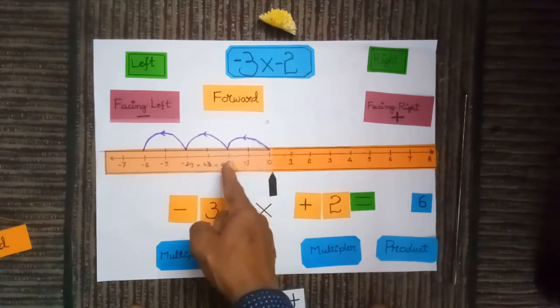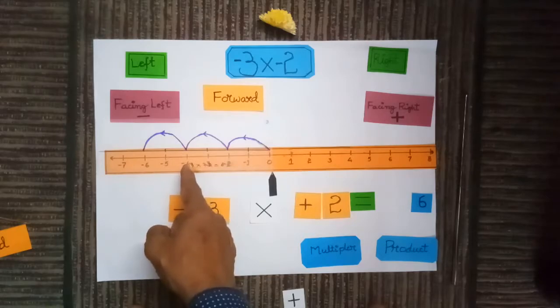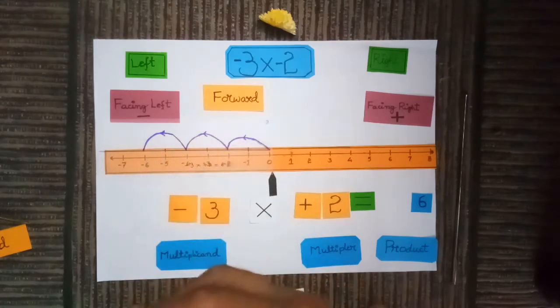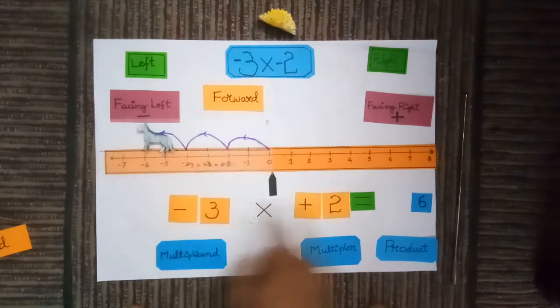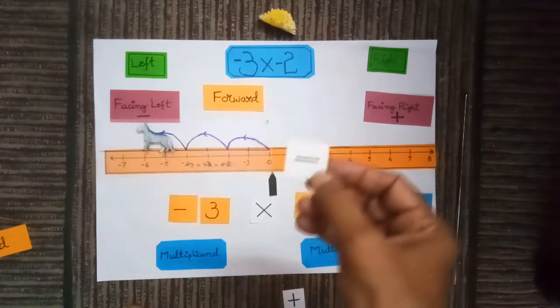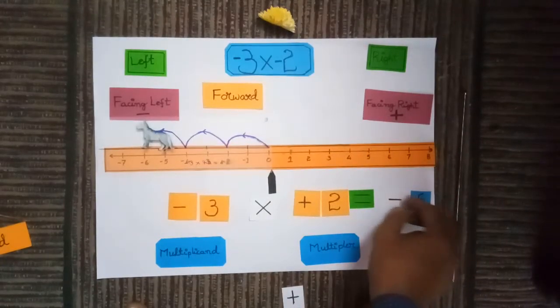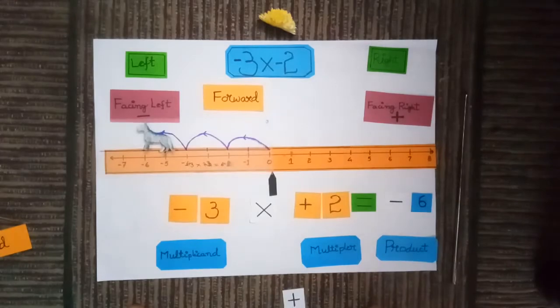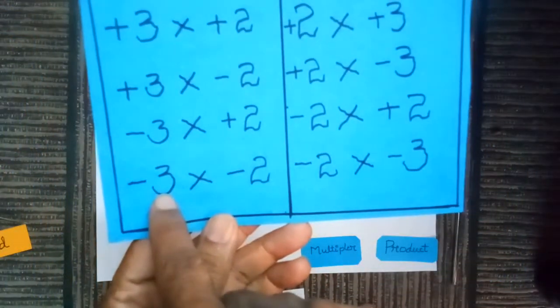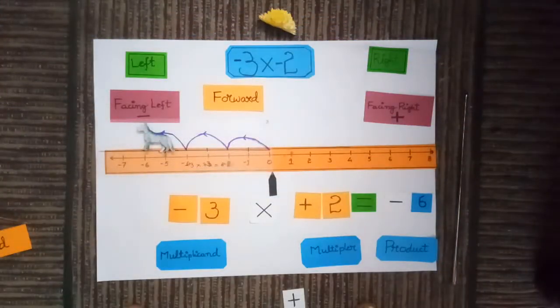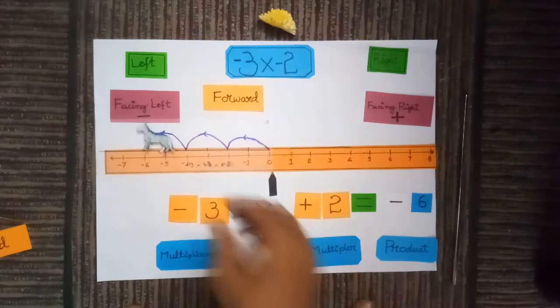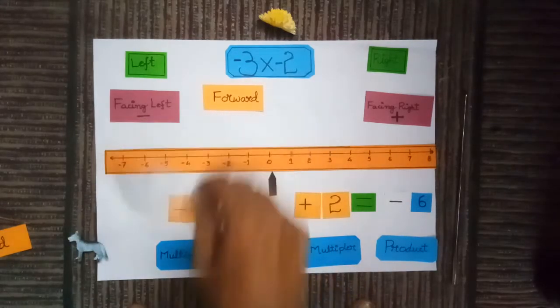So this is the first jump. So 2 units. This is the second jump. It has come to 4. So this is the third jump. So the dog will be at minus 6. Therefore minus 3 into plus 2 is always minus, that is negative only. Okay, next case is a very very important case, that is minus 3 into minus 2 we have to understand. Now this is a very very important case.